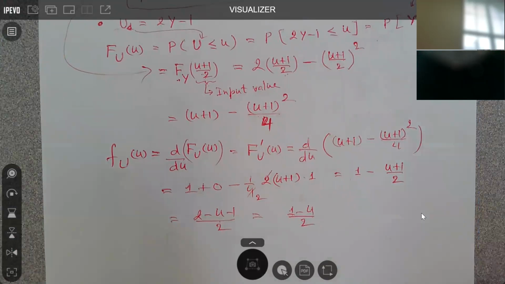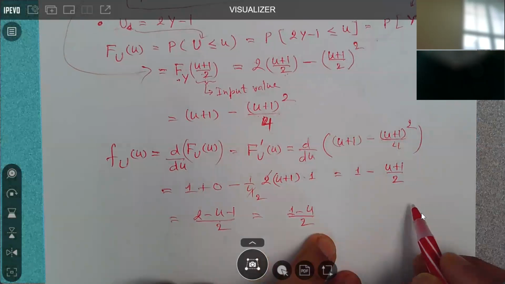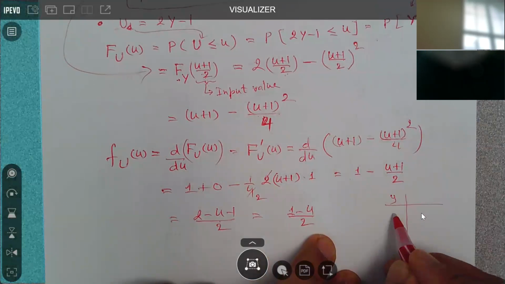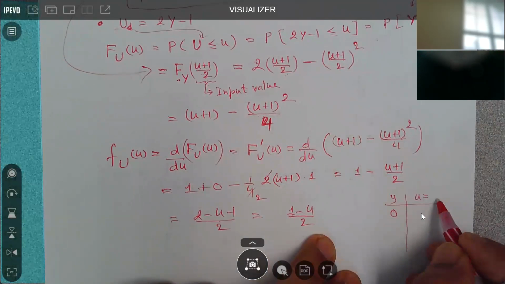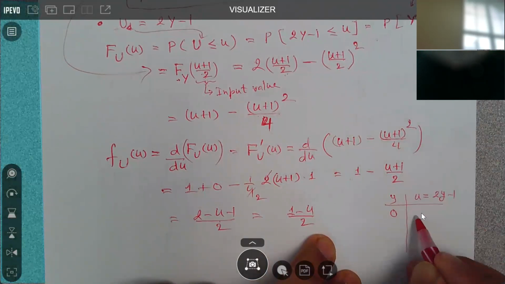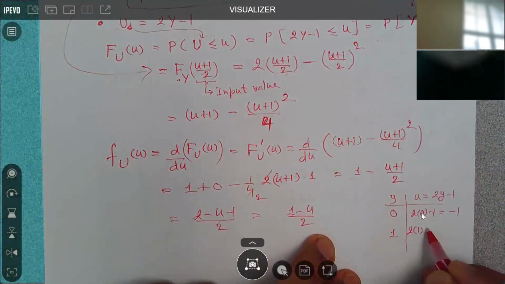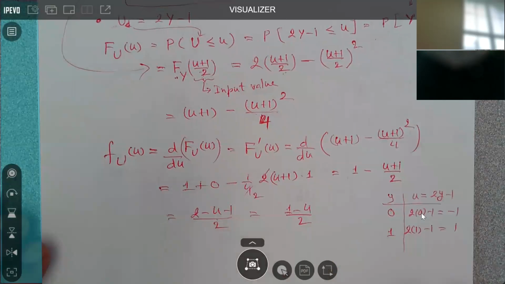Now this is the density function we want, right? Now we have to put the support here. Whenever y equals 0, then u equals 2y minus 1, so equals 2 times 0 minus 1, so equals negative 1. Whenever y equals 1, u equals 2 times 1 minus 1, so equals 1. So that is the support here.